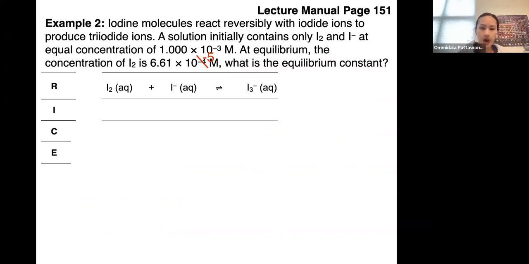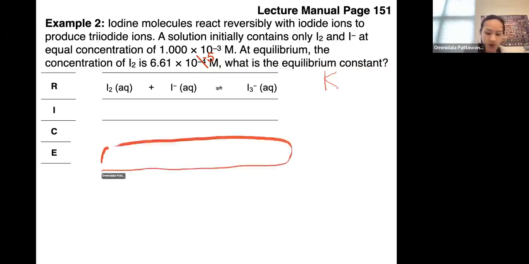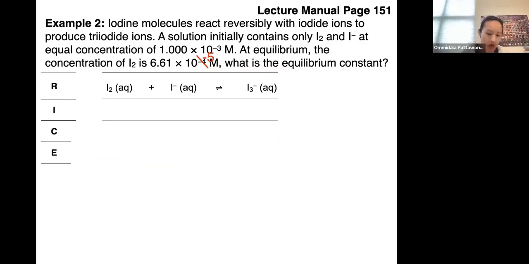In this problem, again, it's asking us to find the equilibrium constant, so this is going to be K. That means we need to know the concentration of each of these species at equilibrium in order to find the K value. So we need to set up the RICE table. The reaction is already given, so it's going to be this reaction right here.